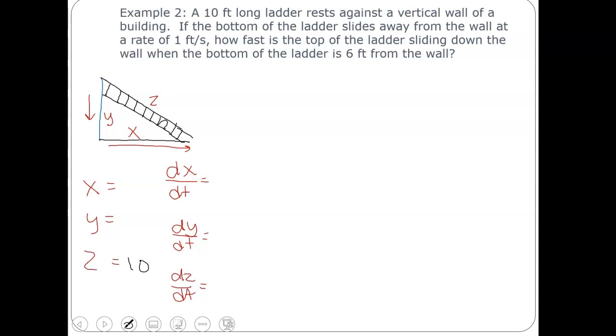It rests against a vertical wall. If the bottom of the ladder slides away from the wall, so if the ladder is moving away from the wall, is the length for X getting larger or smaller? So is that a positive rate of change or a negative rate of change? If this is sliding away from the wall, is this length here going to be getting bigger or smaller? Bigger. So that means that dx/dt is positive.